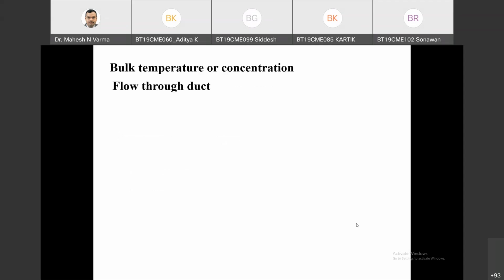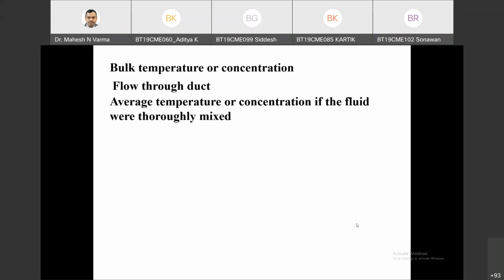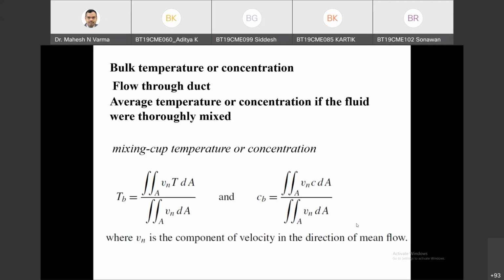Like flow through a duct, flow through a pipe. So the average temperature and concentration, if the fluid were thoroughly mixed. If there is flow through pipes, the average temperature, average concentration, and average velocity are used, and this is called the bulk temperature, bulk property. Bulk property, average. And for flow over a flat plate, sometimes the mixing cup temperature is used. Mixing cup, getting the average property for flow through ducts.